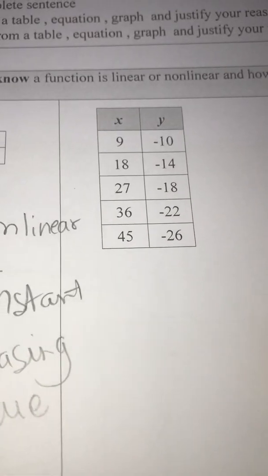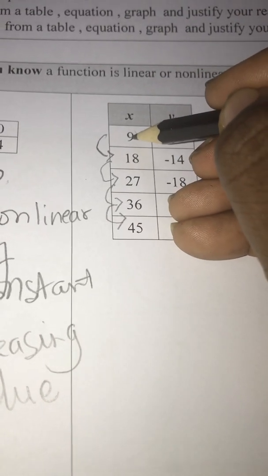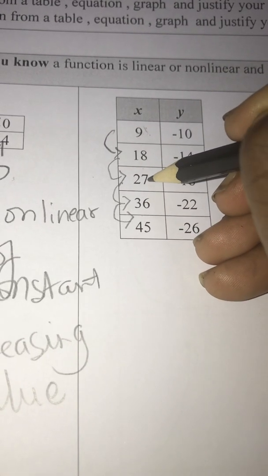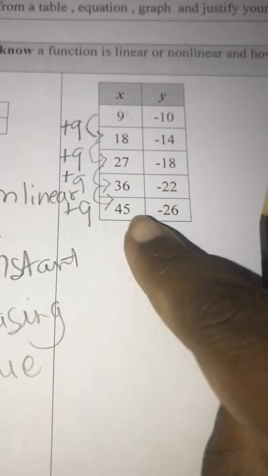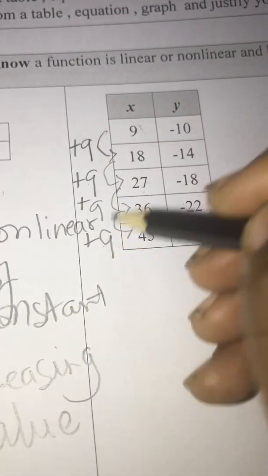Let's look at this table. My numbers are increasing on X, or my values are increasing on X. How do I know? Because they are growing. 18 is bigger than 9, 27 is bigger than 18, 36 is bigger than 27, so that's increasing. Now I need to know by how much. 9 plus what is 18? 9 plus 9. 18 plus 9. 27 plus 9. 36 plus 9. So each time my X is increasing by the same value, which is 9.